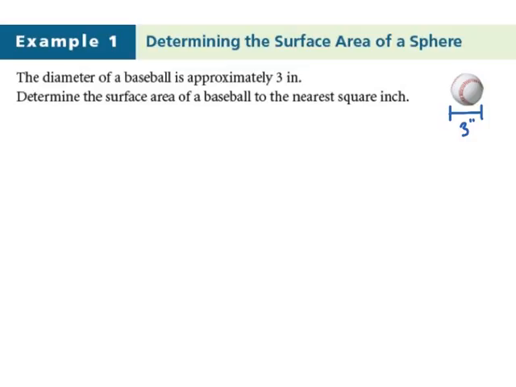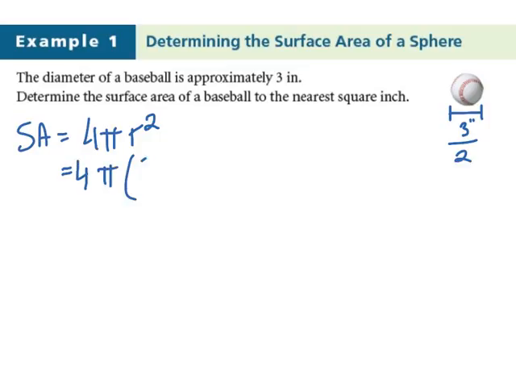Our formula for the surface area of a sphere does not have the diameter in it, but it has the radius. So what we have to do is convert our diameter to radius. And how do we do that? We take the 3 and divide by 2 because diameter is twice the radius. So we get 4 pi times bracket 3/2 squared.